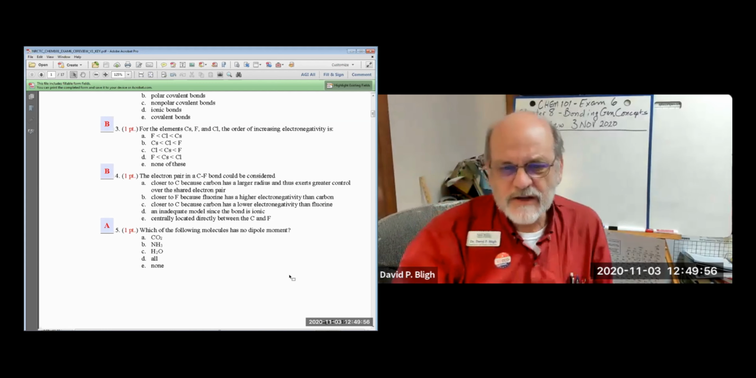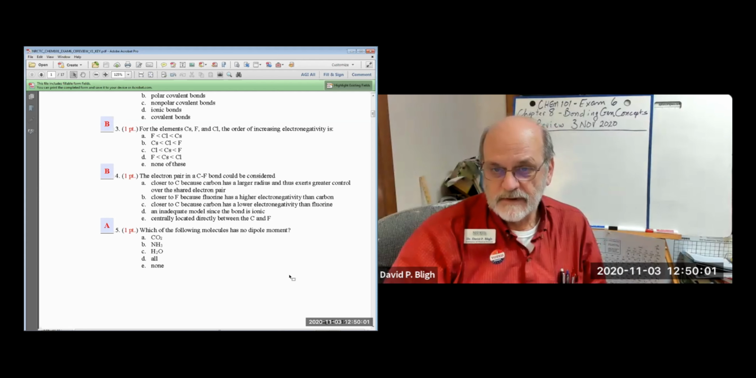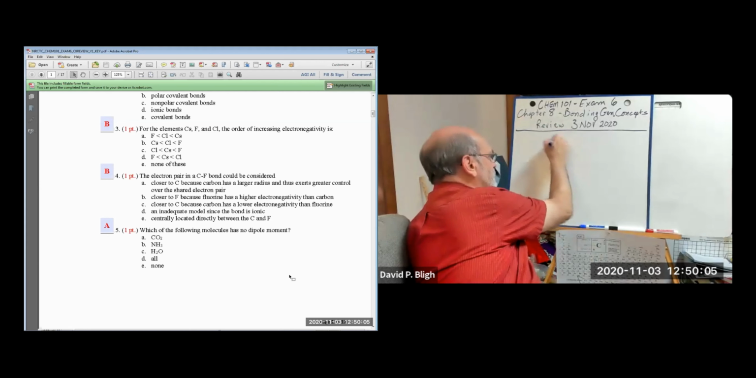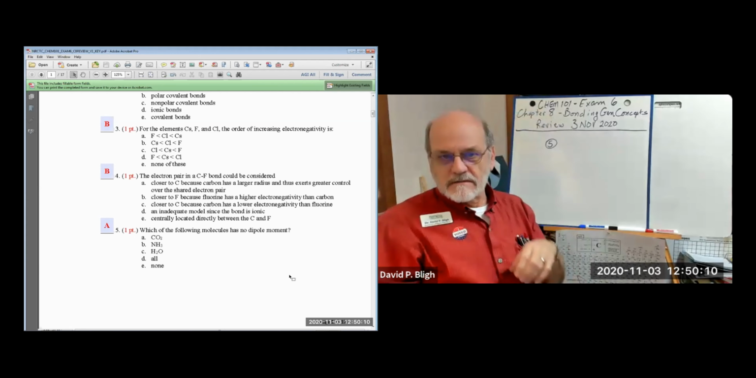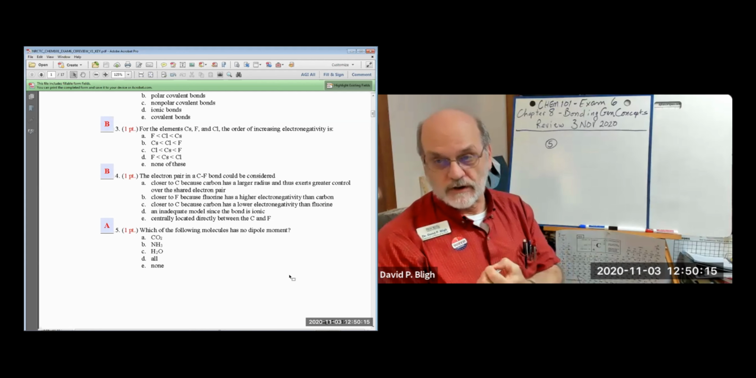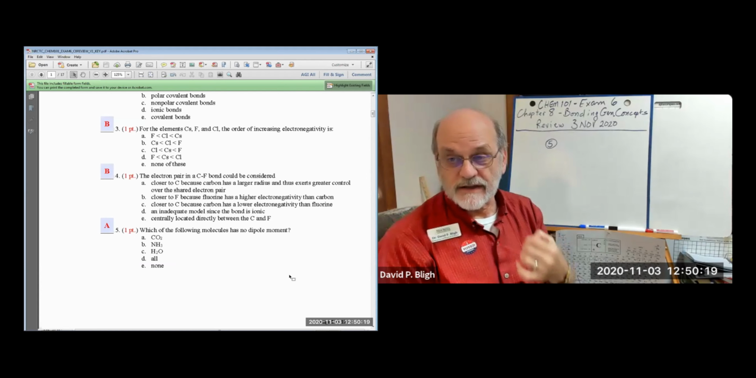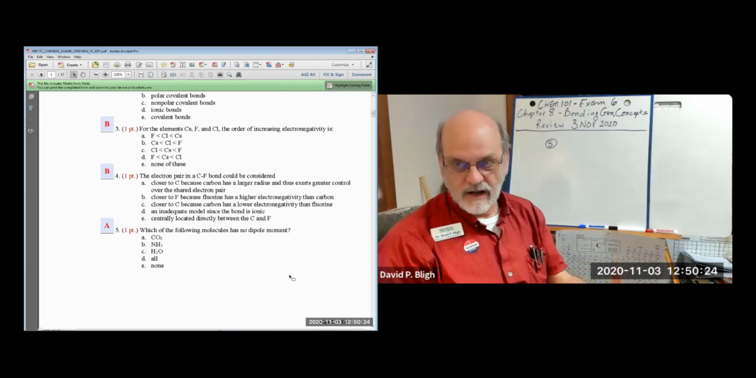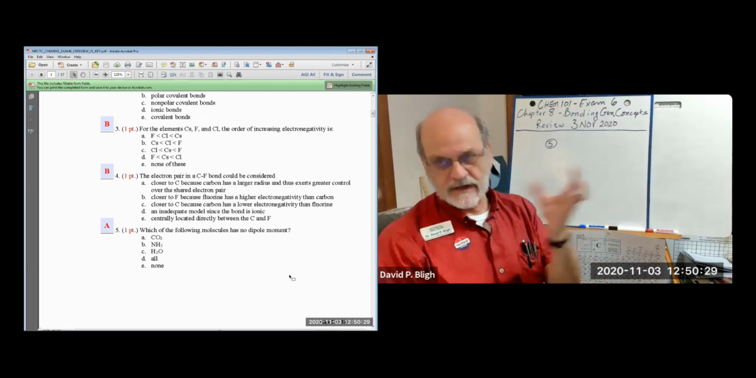Okay, the last one on this page is 5. Which of the following molecules has no dipole moment? So first of all, what's a dipole moment? A dipole moment is a way to express the unequal distribution of electron density in a bond and, by inference later, in the molecule. So bonds can have dipole moments, and whole molecules can have dipole moments.